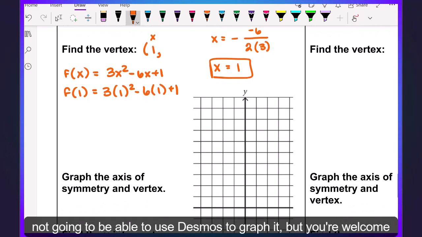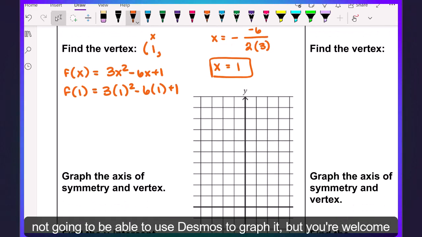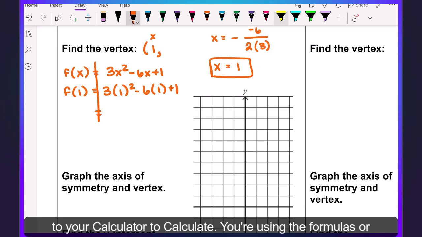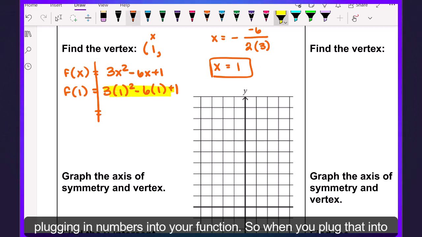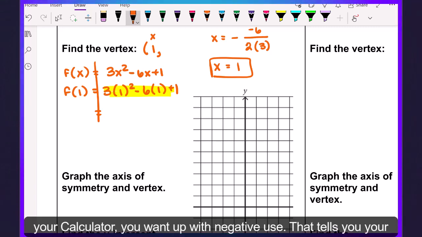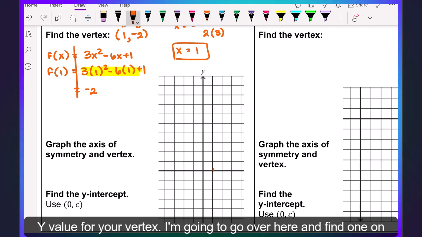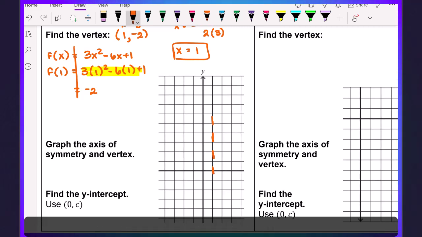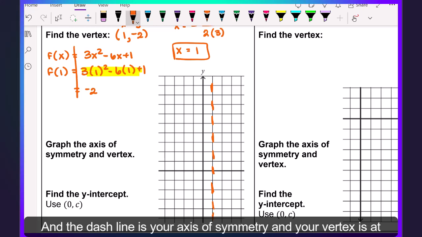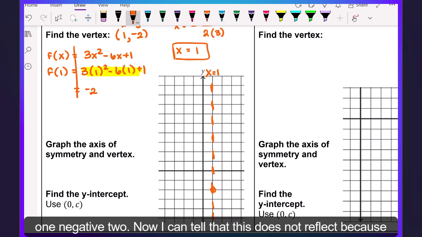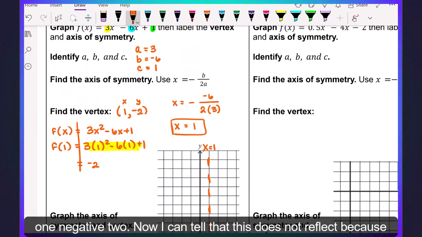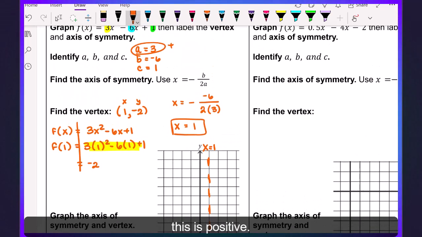Okay, now you're not going to be able to use Desmos to graph it, but you're welcome to use your calculator to calculate using the formulas or plugging in numbers into your function. So when you plug that into your calculator, you wind up with -2. So that tells you your y value for your vertex. I'm going to go over here and find 1 on my x-axis. And the dashed line is your axis of symmetry, and your vertex is at 1, -2. Now I can tell that this does not reflect because this is positive.